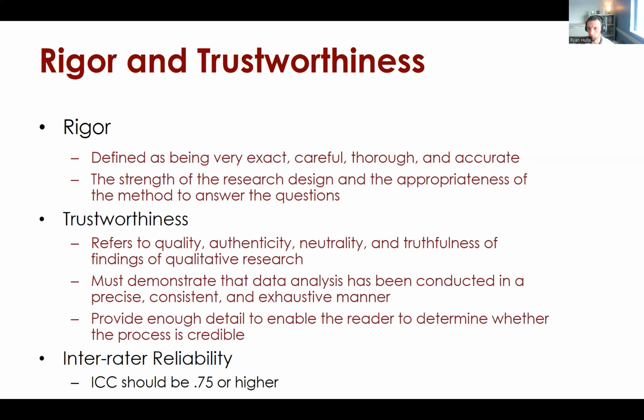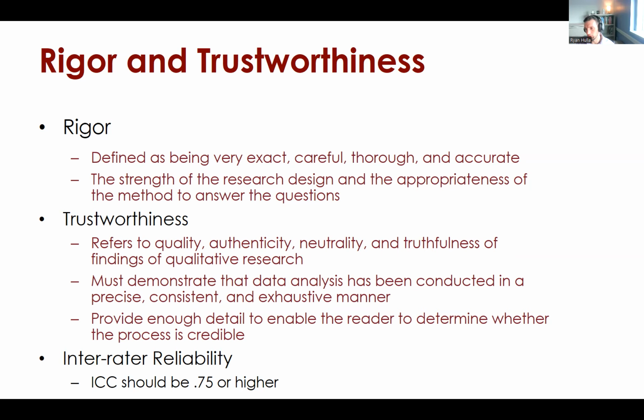What that is, it's the degree of agreement or consistency between two or more coders when the coders are coding independently on the same qualitative data set. To assess inter-rater reliability between coders, the calculation of an intra-class coefficient, also known as an ICC, needs to be conducted. For good reliability, the ICC needs to be 0.75 or higher. If the ICC is less than 0.75, the raters need to consult and reassess their coding and then recode and reanalyze.